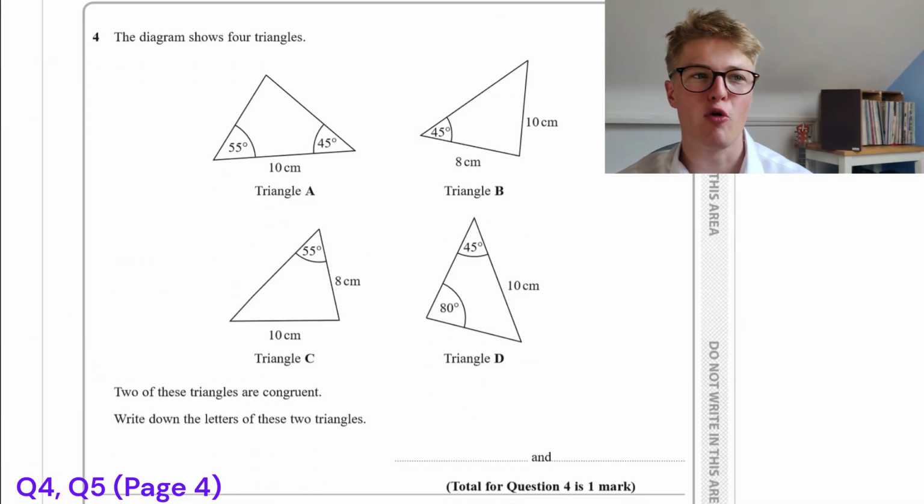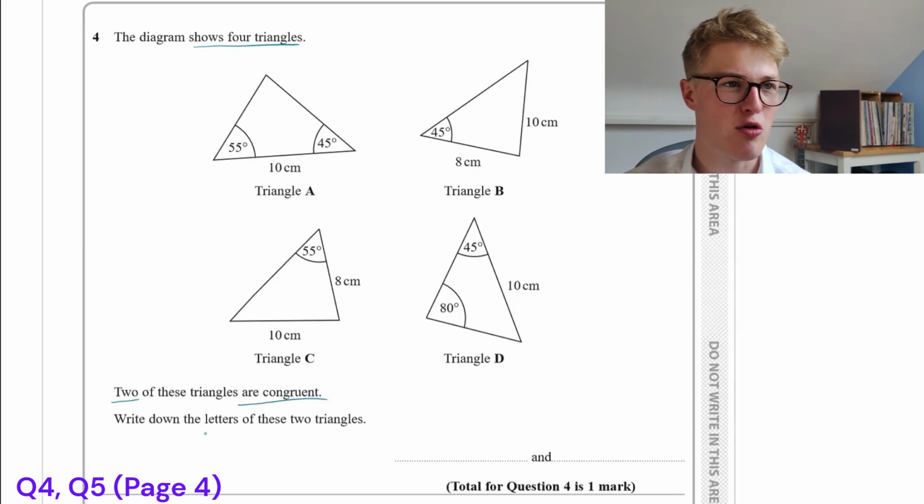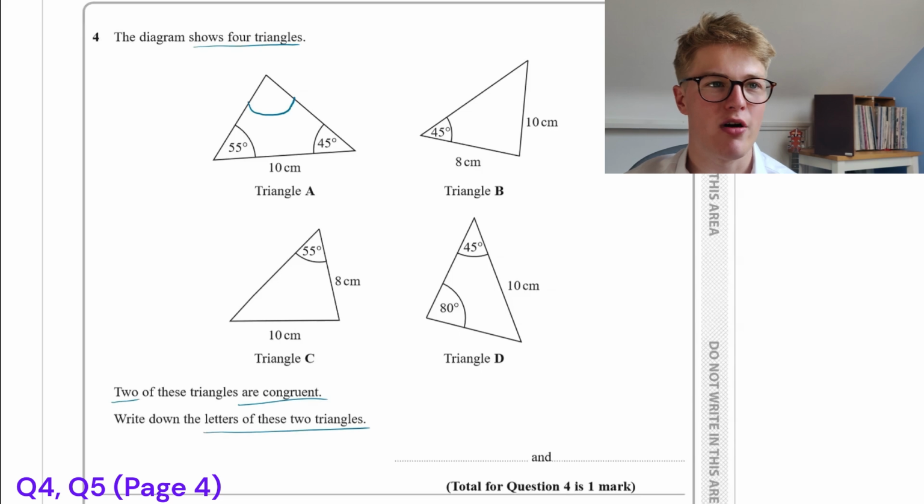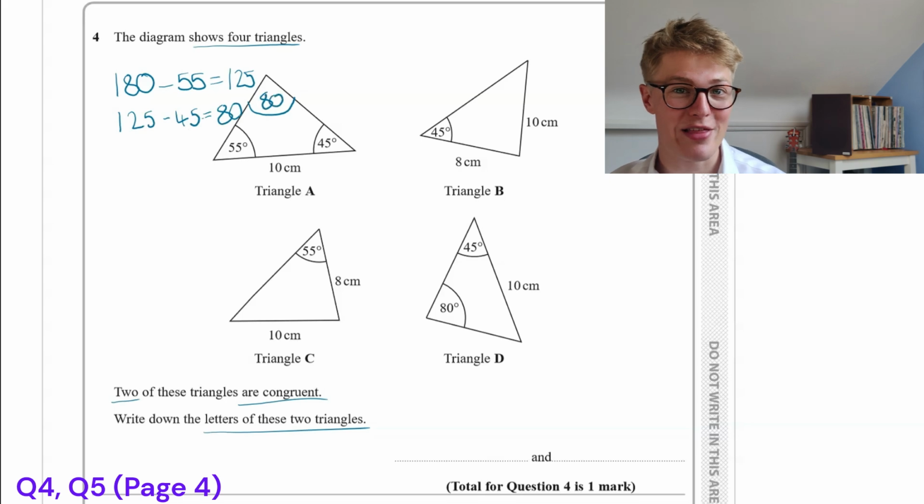The diagram shows 4 triangles. 2 of these triangles are congruent. Write down the letters of these 2 triangles. So the first thing to do is look at the angles that are missing in triangles A and D. We can see in triangle A that we do 180 minus 55, we get 125, and then subtract that from 45 and we end up with 80. So 80 is the missing angle.